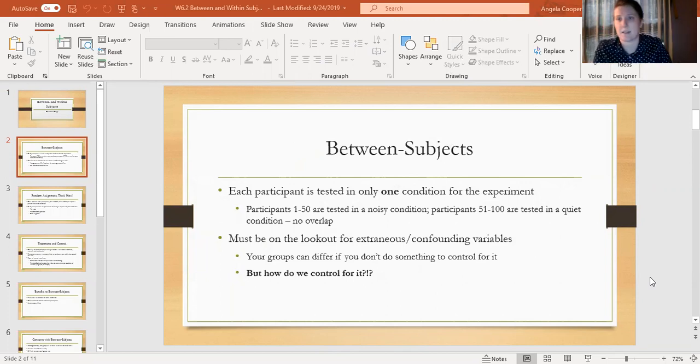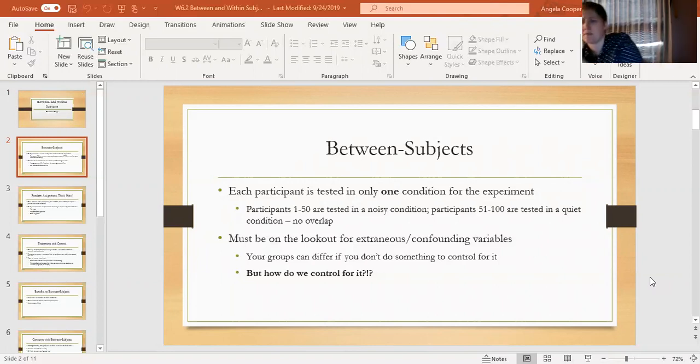The first I'm going to discuss is between. So with this, when you have two or really any number of conditions, a between subjects design means that each participant you have is only in one of those conditions. They're not in any more, they're just in one and then they're done.